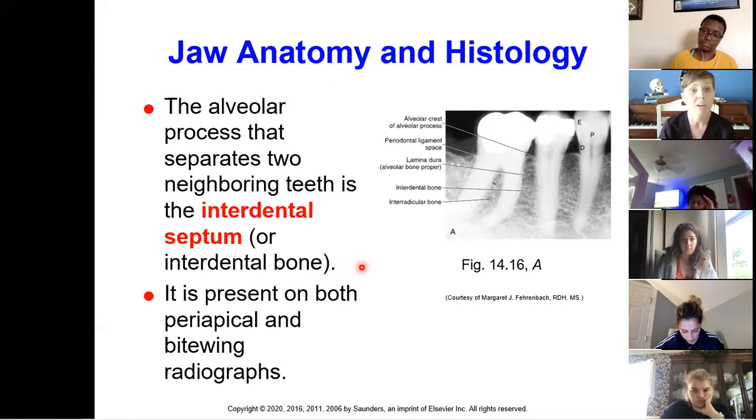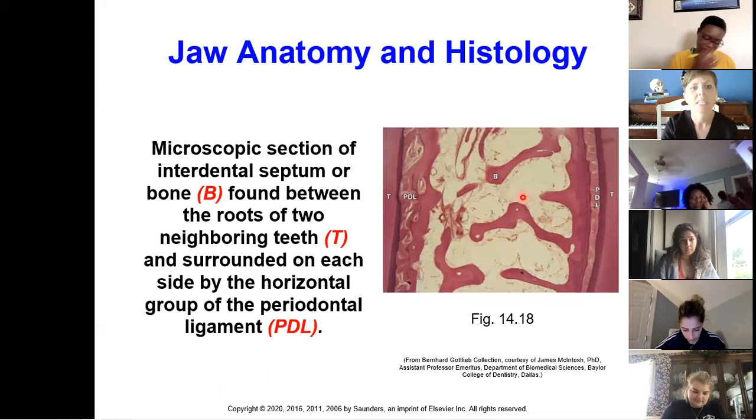The alveolar process that separates the two neighboring teeth is the interdental septum, like I said, and then your interradicular septum is in between. It is present on both periapical and bite wings because you can see it, it's right there. And this interdental septum is what type of bone? Is it cortical or trabecular? Trabecular. Thank you, ma'am. I knew y'all knew it. I just needed somebody to say it.